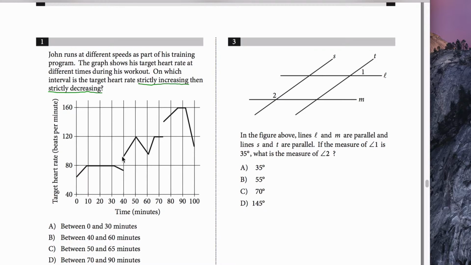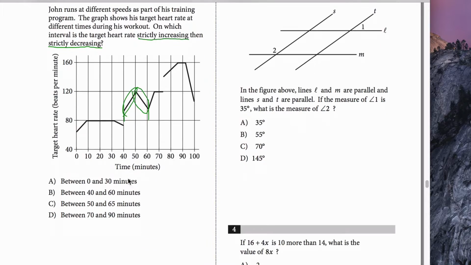But right here, from 40 to 60, it looks like we're strictly increasing and then strictly decreasing. So it looks like from 40 to 60 minutes, we're satisfying this criteria. Note that doesn't happen anywhere else on the graph. Therefore, our answer would be B here, between 40 and 60 minutes.